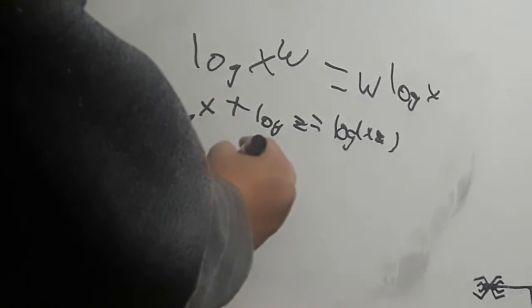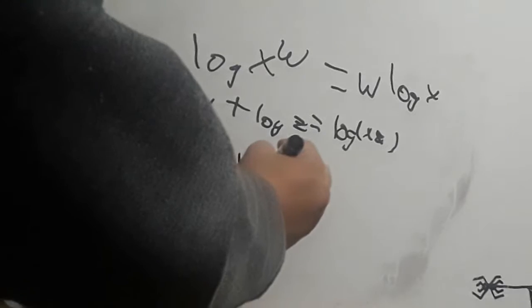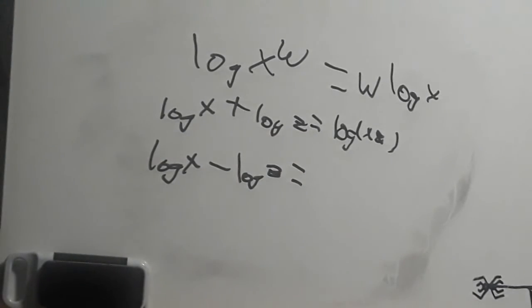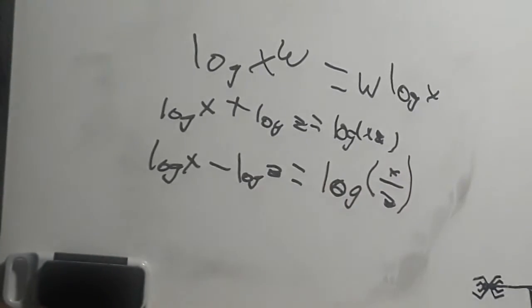The next one is going to be subtracting logarithms. When you subtract them, it actually divides these two parts. So it's going to be log parentheses x divided by z. Alright. Now here's our final property.